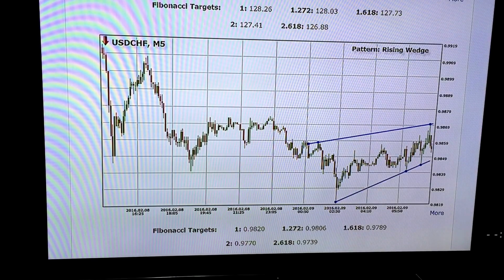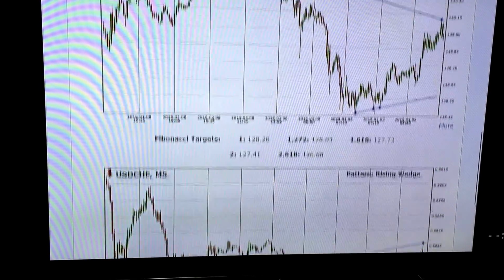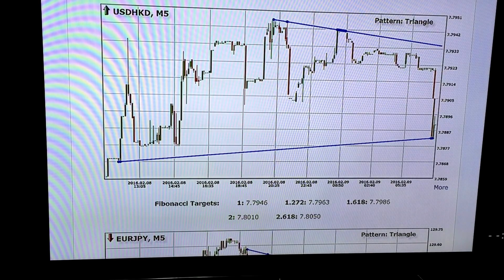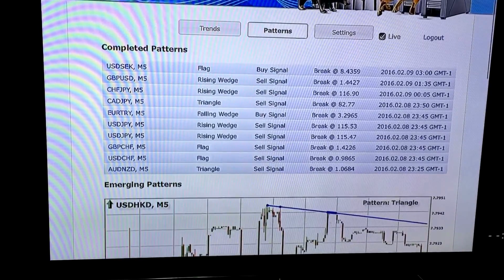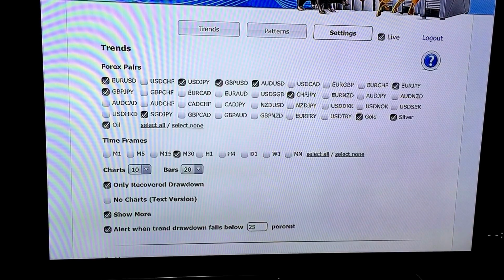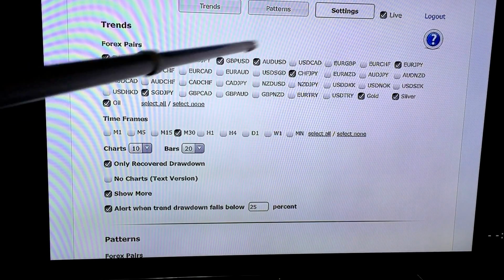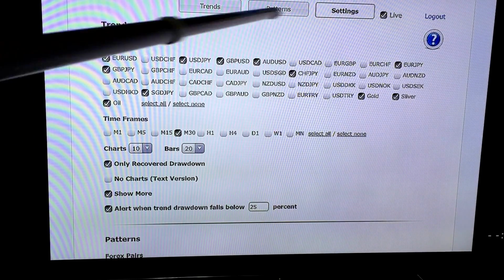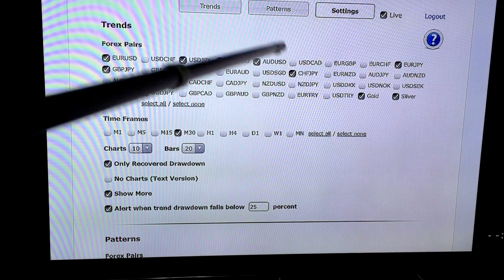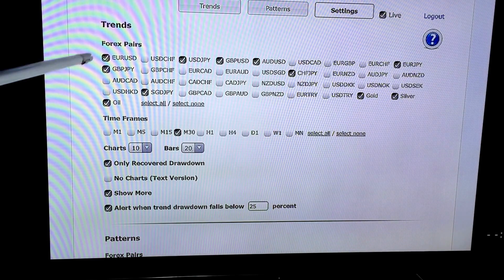But based on your setting, whenever any emerging pattern is completed, this scanner will send an email to you, on your phone, on your mobile devices, or on whatever. Look at the setting. Let me show you my setting. From these settings, you can pick any trade you like, any trade you want. Low spreads, you can pick anything you like based on your setting, and that is what it's going to show you.